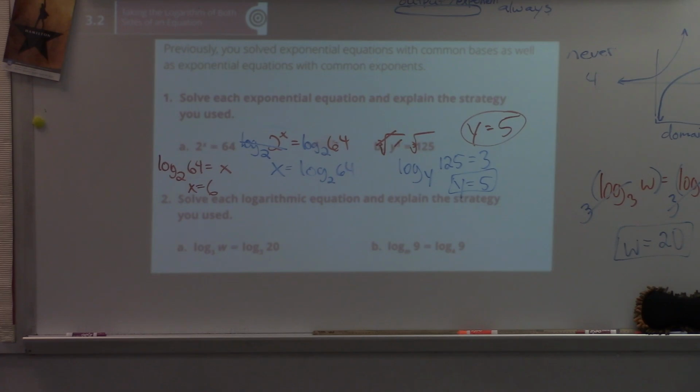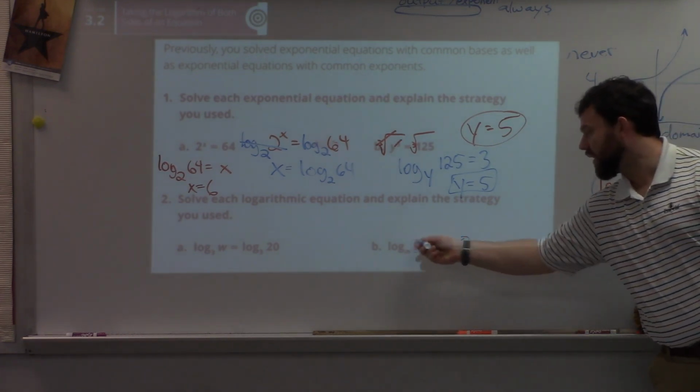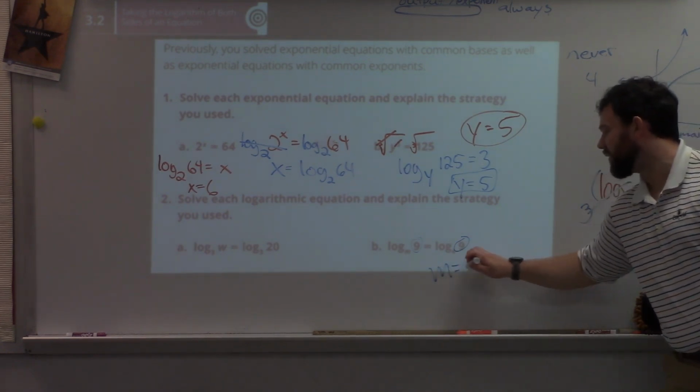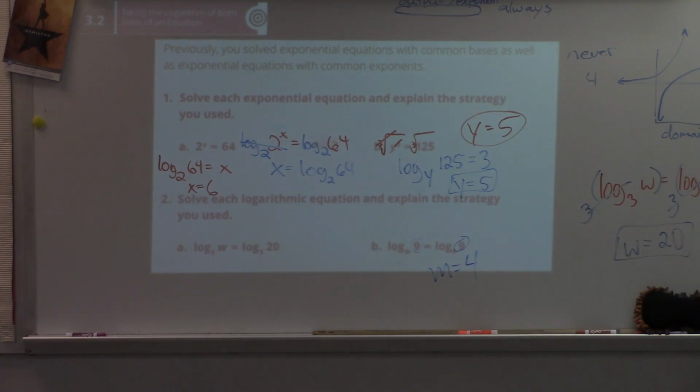So that's a way to see that using inverses. But again, if the bases are the same, the arguments have to be the same, if they're equal. If these arguments are the same, what do we know about the bases for them to be equal? The bases have to be the same. M would have to equal 4. That's it. Not too bad.